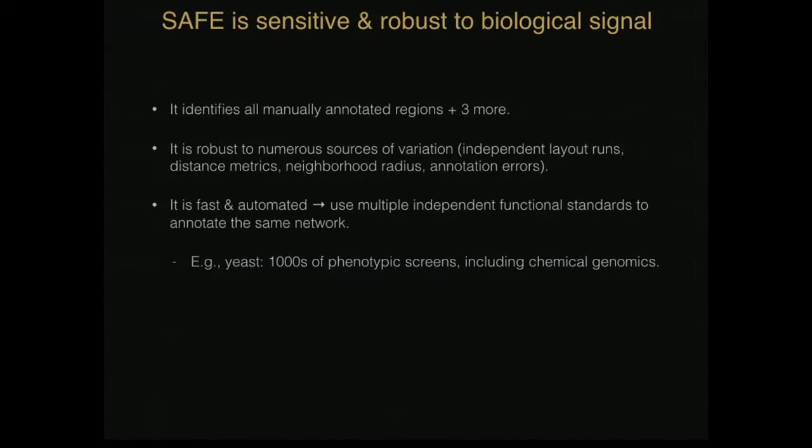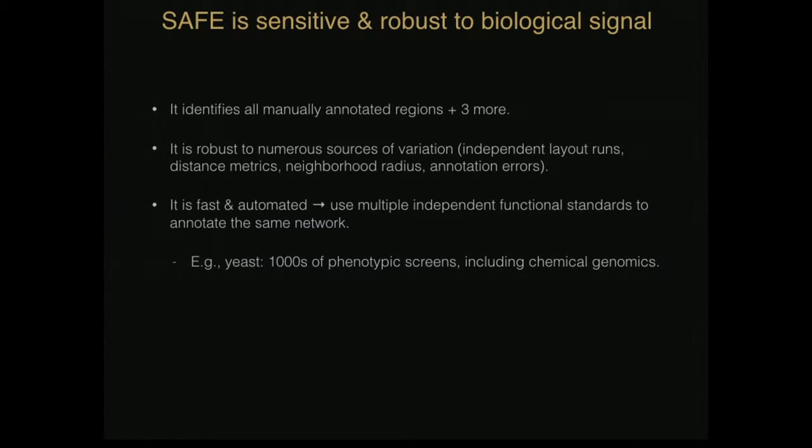Okay, just in the interest of time, I don't have a lot of space to show you the validation we've done, but we know that it's very accurate. It identifies all the regions we identified in the manual analysis, plus 3 more tiny little regions, so it's not surprising we missed them before, but it still shows that we can be more thorough now. It is robust to numerous sources of variation, but most importantly, which to me is the most important feature, it's fast and completely automated. There's very little human intervention there.